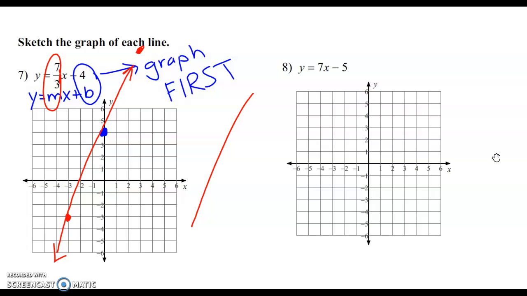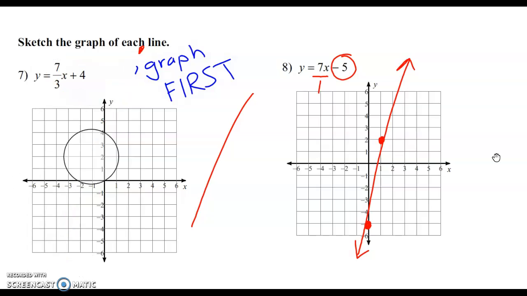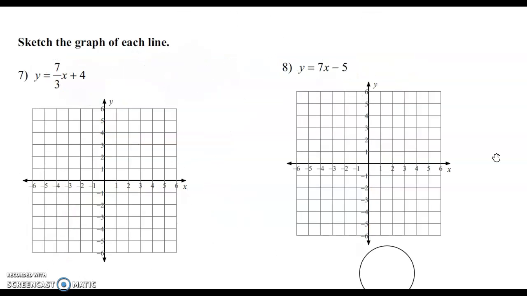On number 8, y-intercept is negative 5, so the first dot goes at negative 5. Slope is 7. Slope is a fraction, so to make that a fraction, I can put it over 1. It's positive, so it should rise. So if I go up 7, 1, 2, 3, 4, 5, 6, 7, I would go to the right 1 to make the line rise. Remember, you put arrows on the end to show that since it is a line, it would go in both directions forever.